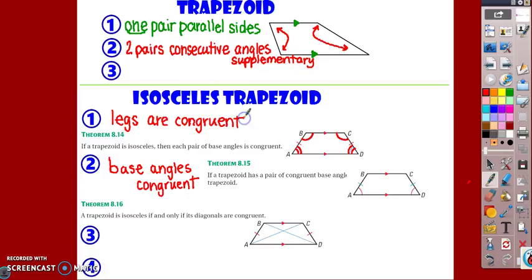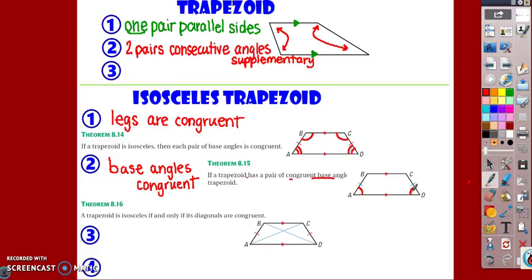Alright, property number 1, the legs are congruent. Property number 2, those angles match. And, you know, it goes the other way too. Read this. If a trapezoid has even just one pair of congruent base angles, even if you just see one pair down there that's congruent, that's enough to tell that it's an isosceles trapezoid. Those two kind of went together.